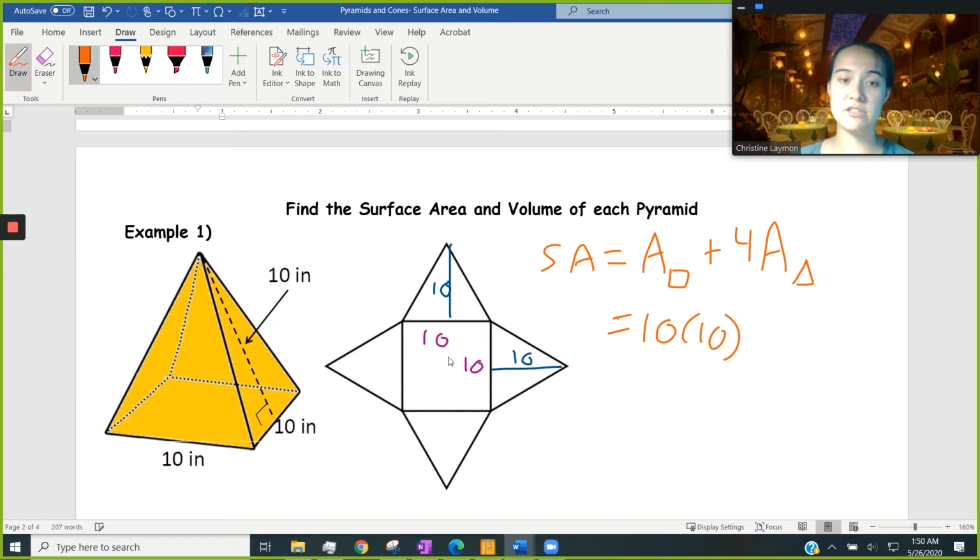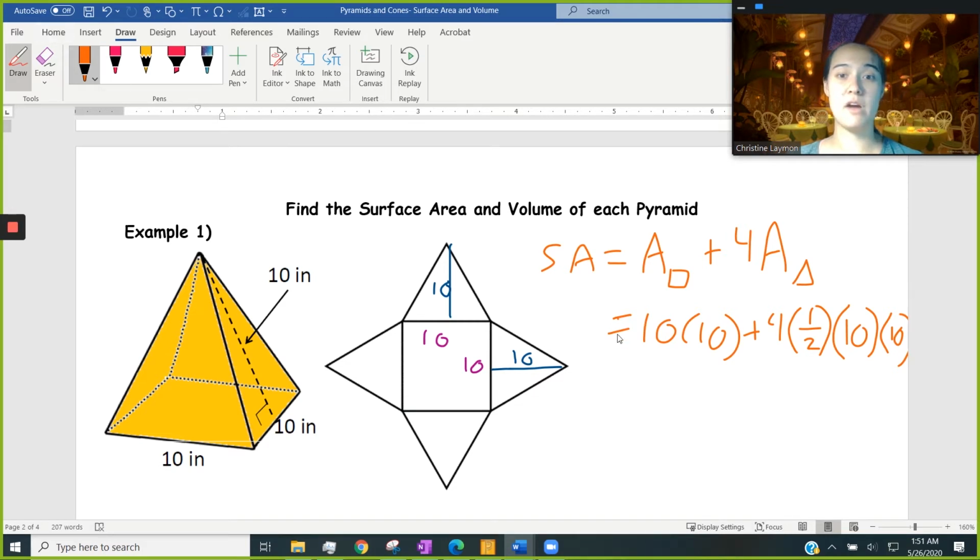And that's coming from this section right here. That's the 10 times 10. Let's come over to here, plus 4, because I'm going to have 4 triangles, times 1/2 base times height. My base is 10, and my height is also 10.